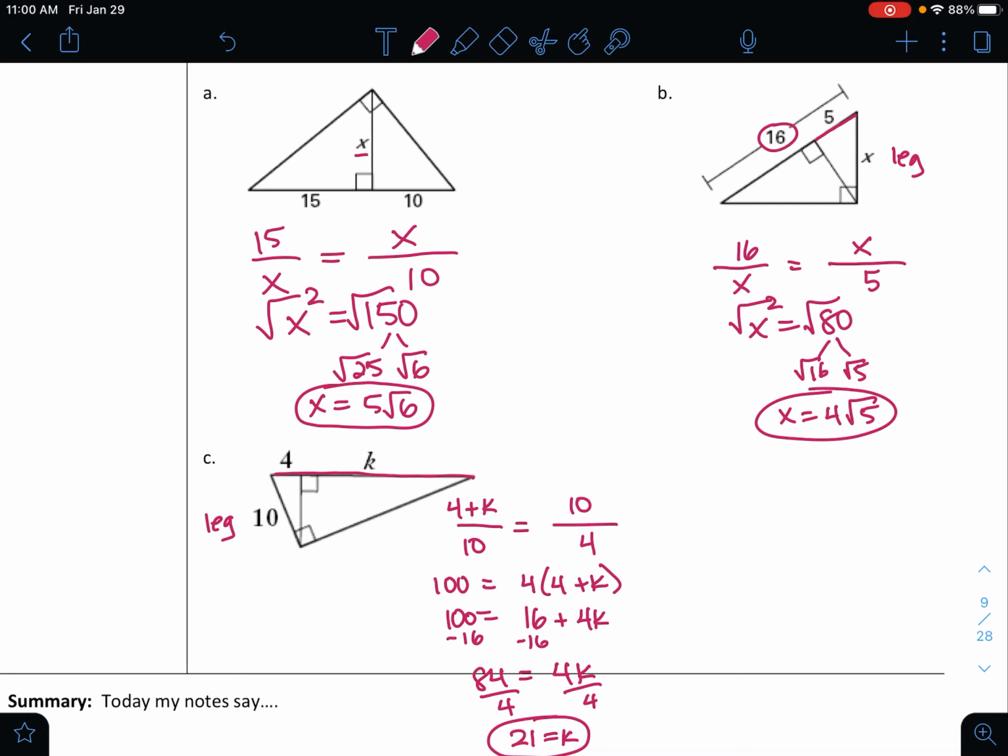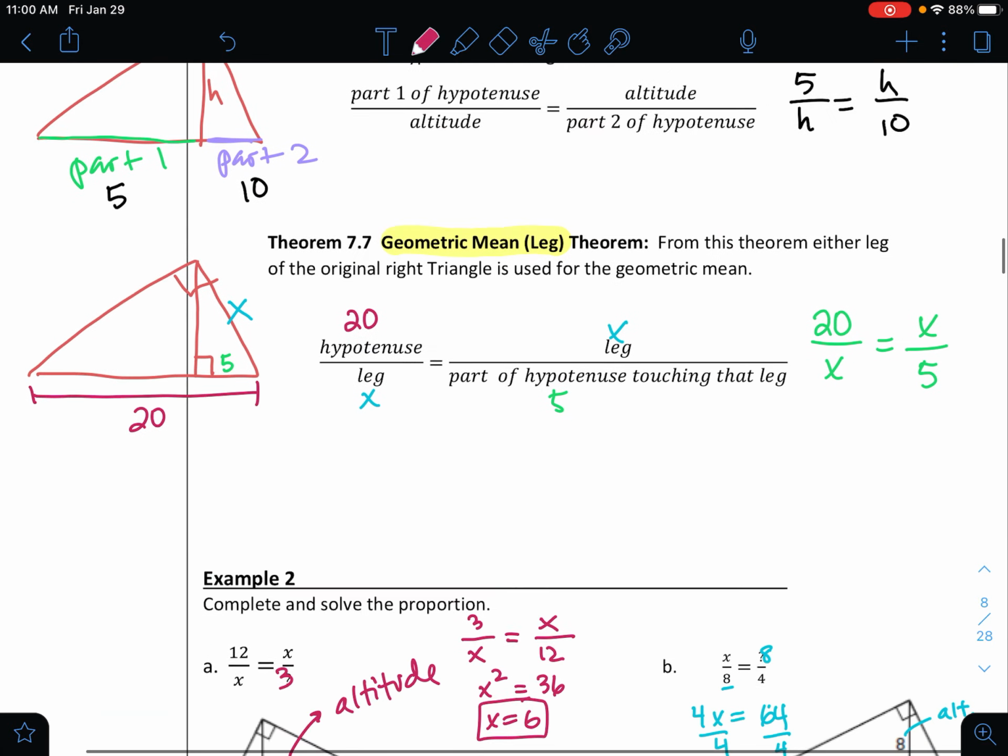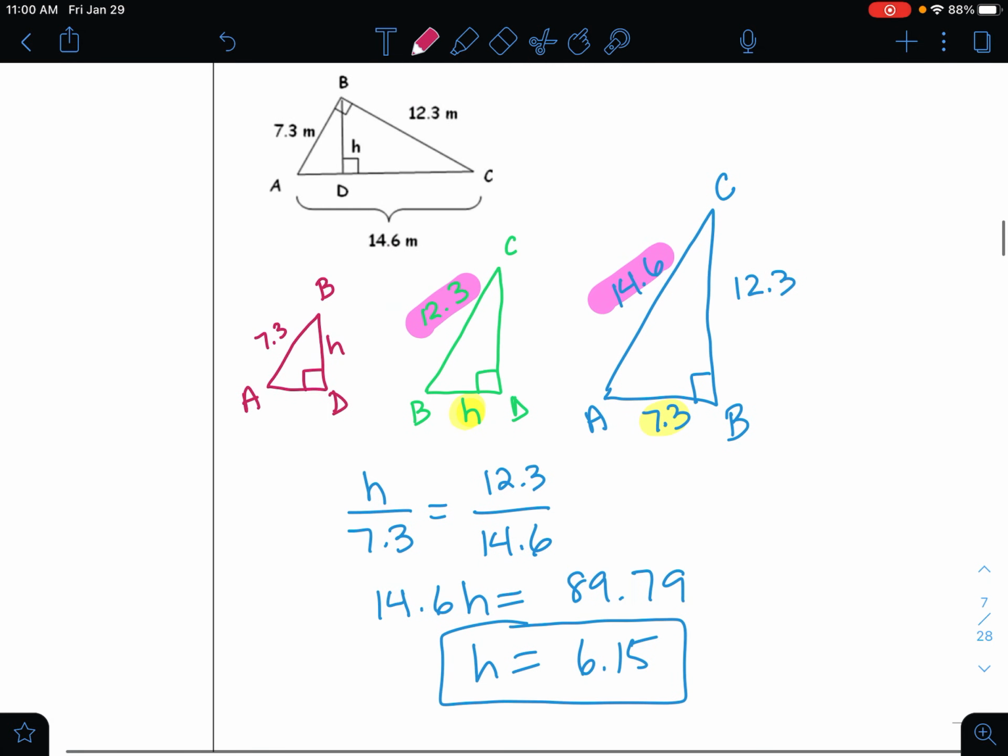Okay, so 2 methods, the geometric mean theorems. You've got the geometric mean of the altitude and the leg, or going back to the very beginning, you could just reorient your triangles. But that would be a lengthier process, okay?